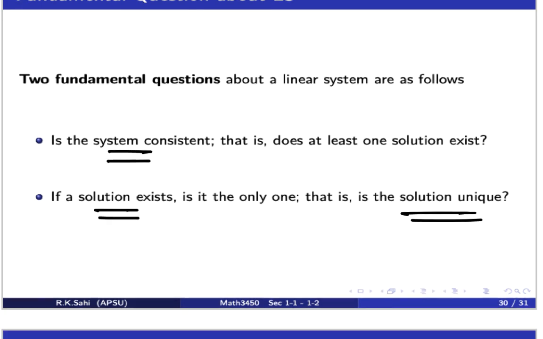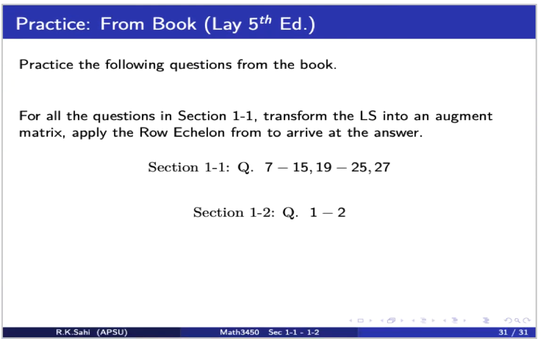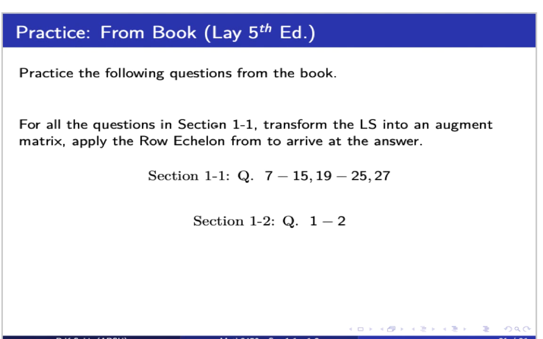And the final thing, I would like you to practice from the lay book, section 1. These are some of the questions I want you to practice. The most important thing is that when you do these, I would like you to change the linear system into an augmented matrix and reduce it into a row echelon form by applying these elementary row operations to arrive at an answer. So section 1.1, these are the questions. In section 1.2, only 1 and 2 I would like you to practice. Thank you.